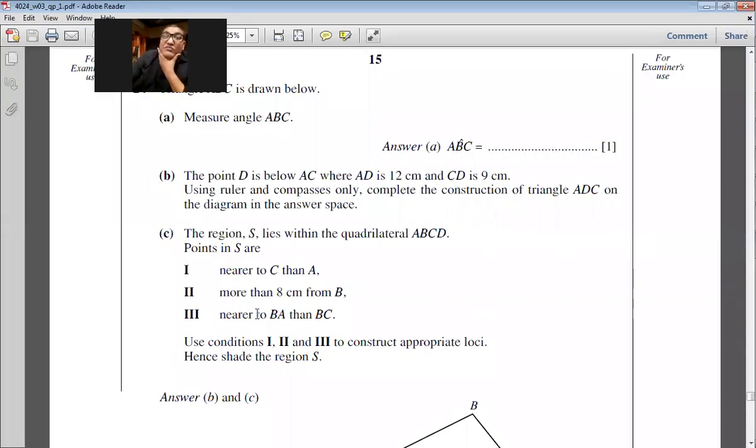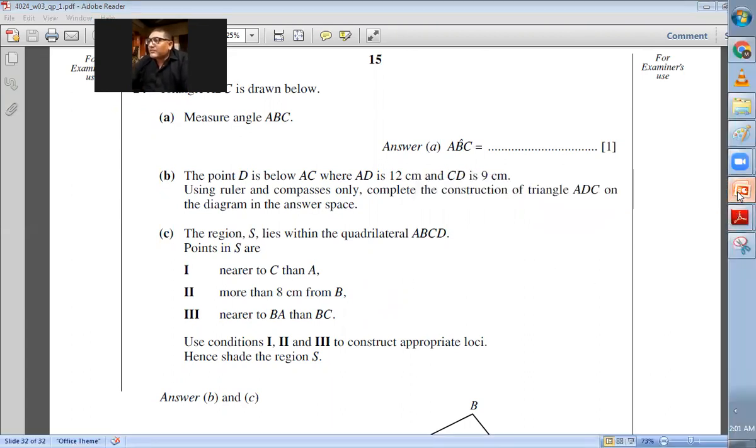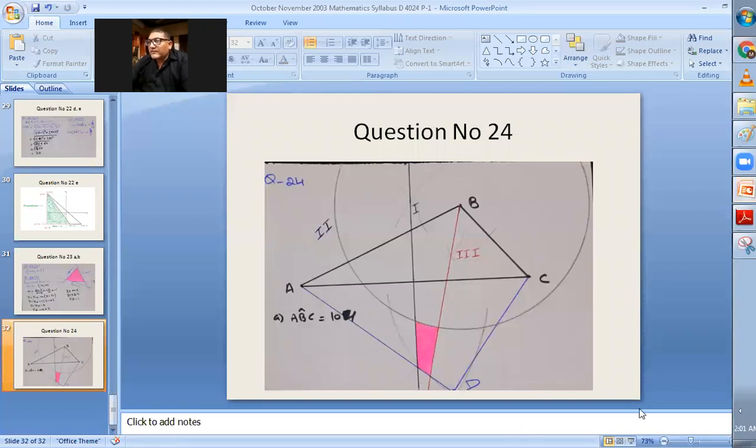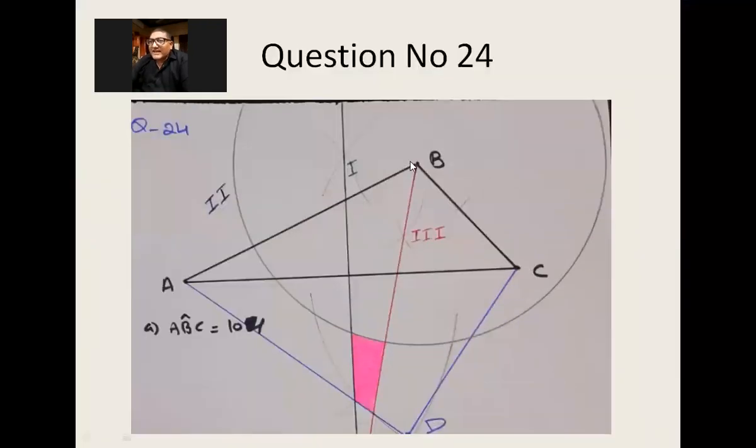The next is more than 8 centimeter from B. This second locus, more than 8 centimeter from B. Whenever your distance from a point is given, you always draw a circle of that much radius. So I will take B as the center and draw a circle of 8 centimeter. Let me show you, I've done this on the paper. By taking B as the center, I open the compass 8 centimeter, and then I have drawn this circle.